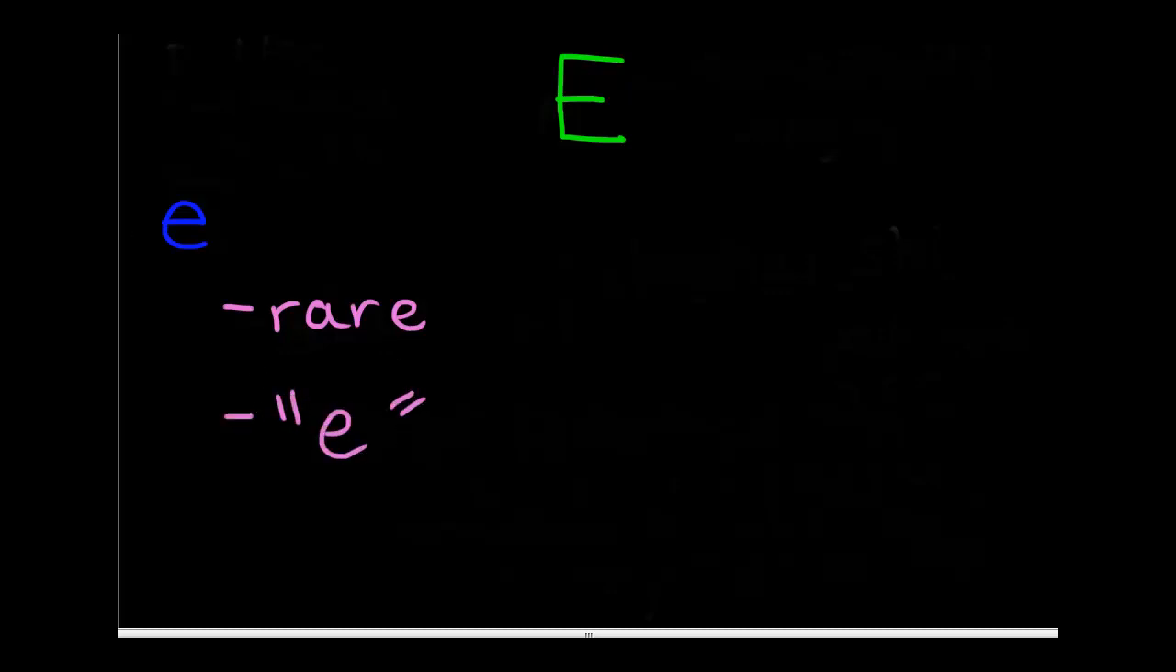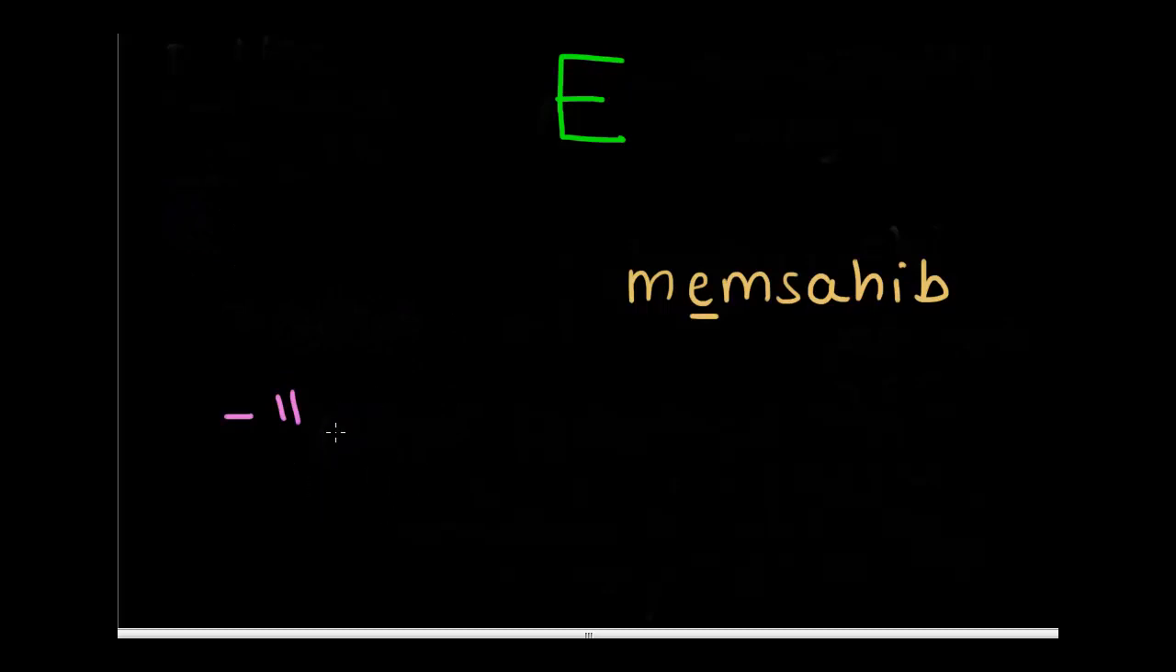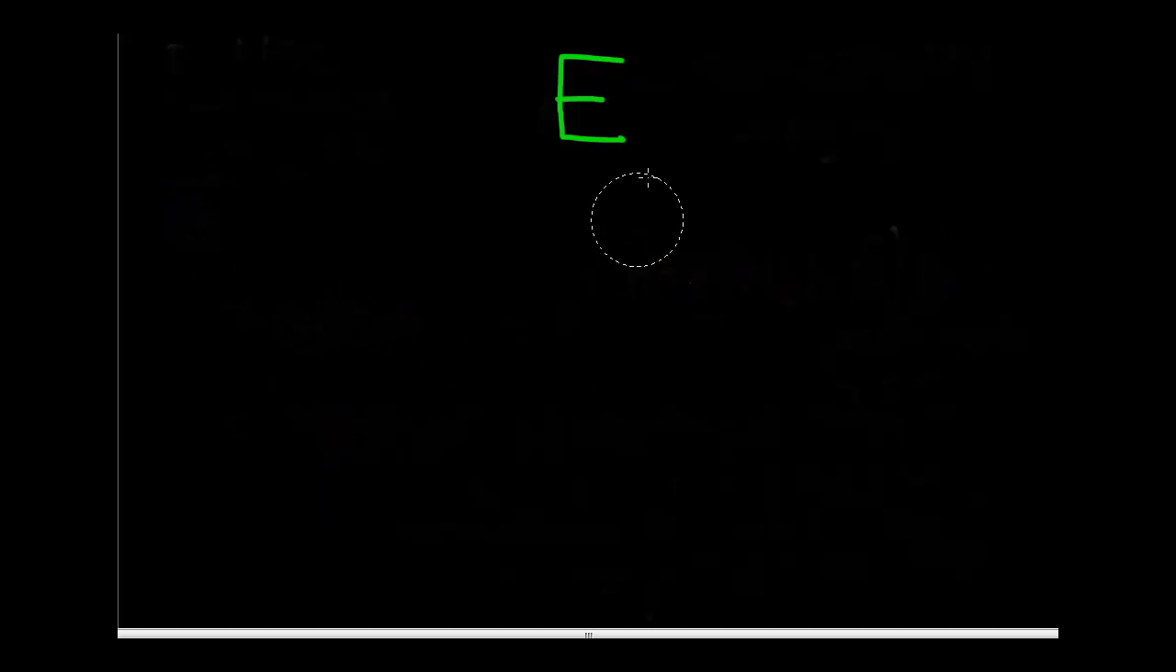An example of this rule is Mem Sahib, M-E-M-S-A-H-I-B. And then here you have the E for the eh, mem, in that word, Mem Sahib. So yeah, this is, again, very rare. You're not going to run into this too often. So we are done with the letter E. On to our next vowel, the I.